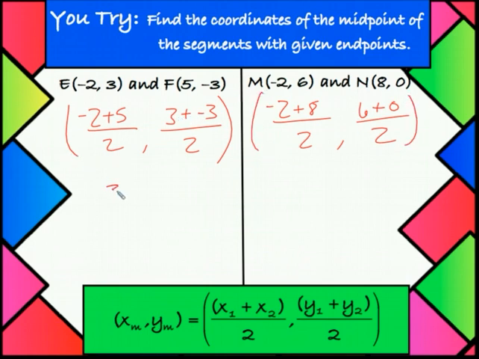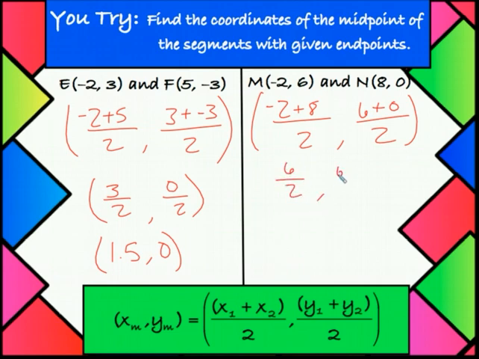So on this one you get 3/2 and then 0/2. You can leave it as a fraction or you could put the decimal. Just make sure it's simplified. Like don't leave that as 0/2, but you could leave it as 3/2 since that's a reduced fraction. So this is 6/2, 6/2, and you get 3, 3.